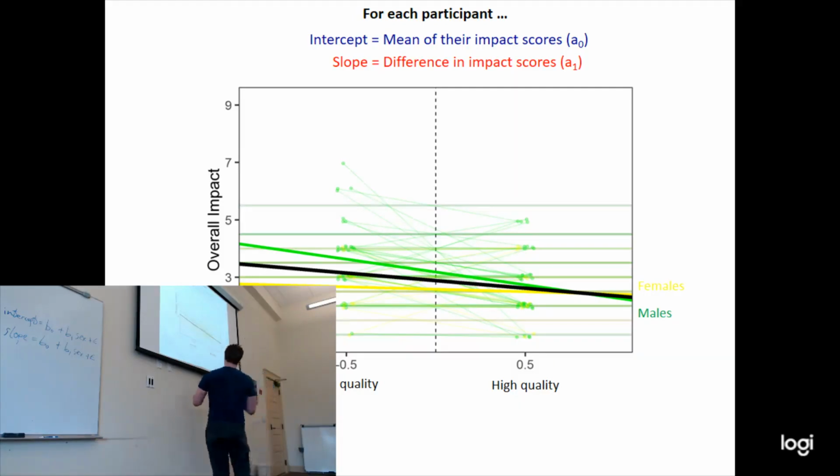Let me ask a question here. So I've got 2 lines that are not parallel to each other. When we worked with graphs in the past, what does it mean to have 2 lines that are not parallel? It's an interaction, yeah. What I've done, in a little bit more complicated way than we've seen before, is I've allowed quality to interact with participant sex.